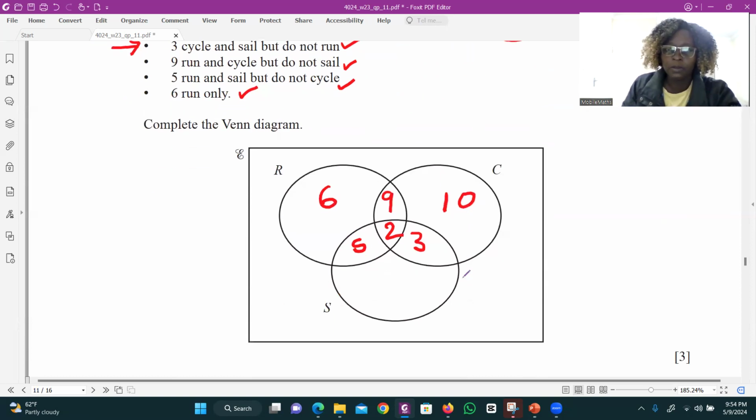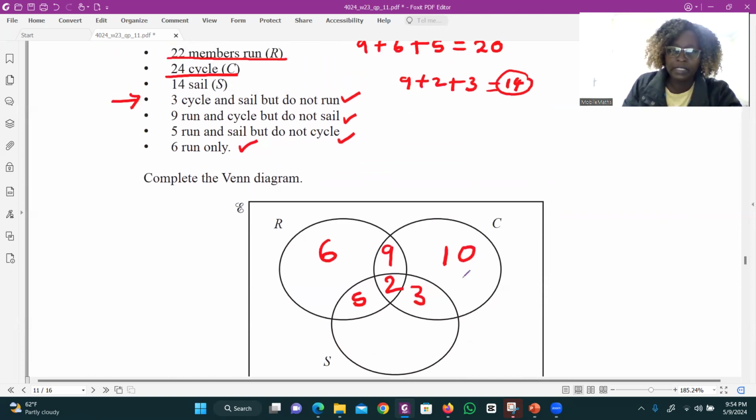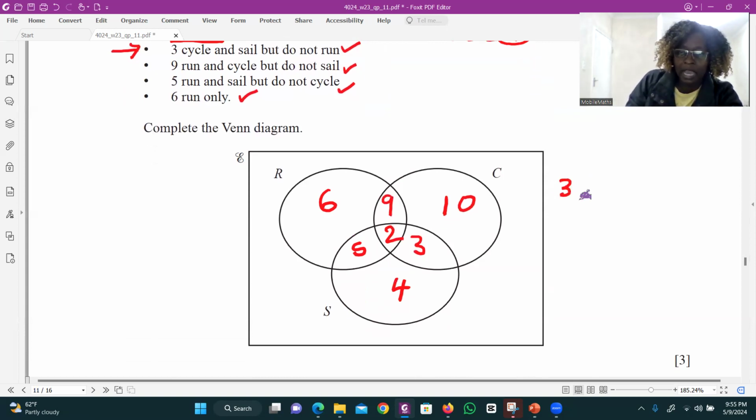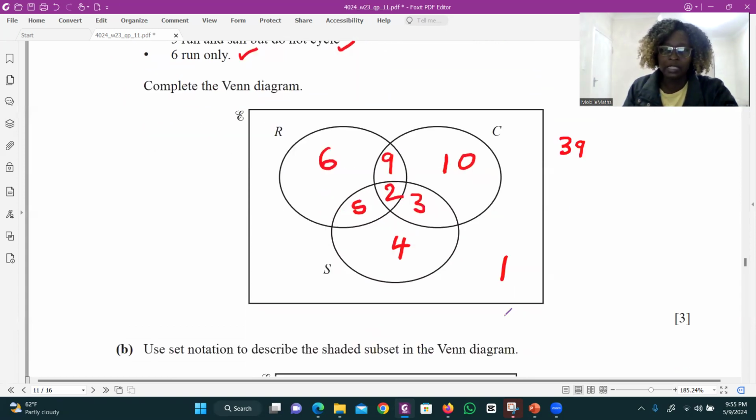Those 10 people are only cycling. Okay, let's move on. The last one is sailing. We've got 14 people here. Let's add 5 plus 2 plus 3, that's 10. So there are 4 people who are not accounted for. Those are only sailing. So we are done. Let's check if all these numbers add up to 40: 6 plus 9 plus 2 plus 5 plus 3 plus 4 plus 10. This is giving us 39, not 40. So there's one person who is not doing any of these 3. That's how we answer this question.